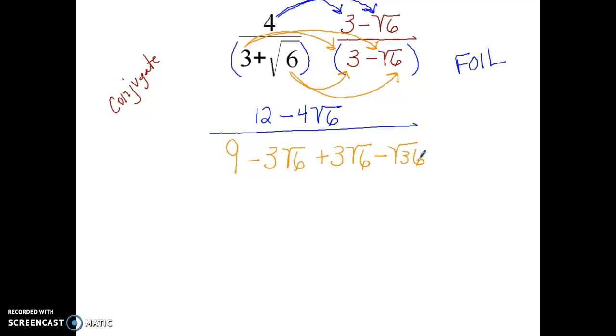Now as I look in the denominator, I do have two like terms, and they're actually opposites, so those two add out to 0. So in the denominator, I really have a 9 minus, and my square root of 36 equals the whole number 6. That means my new denominator would just be the whole number 3. And I'm just going to bring the numerator down in front.